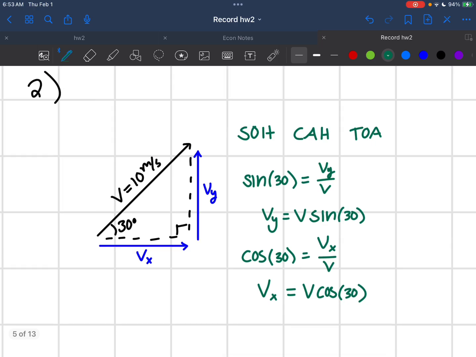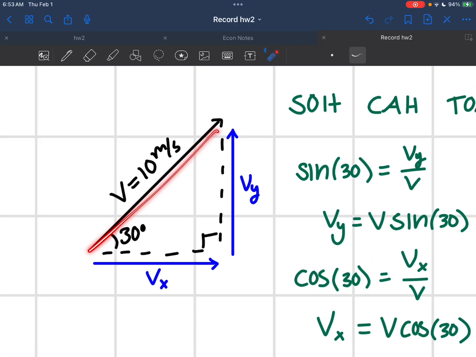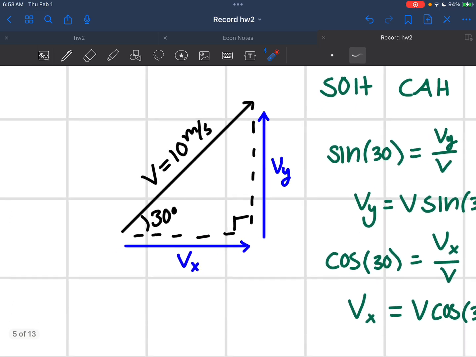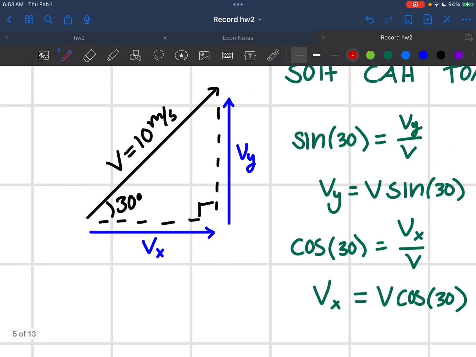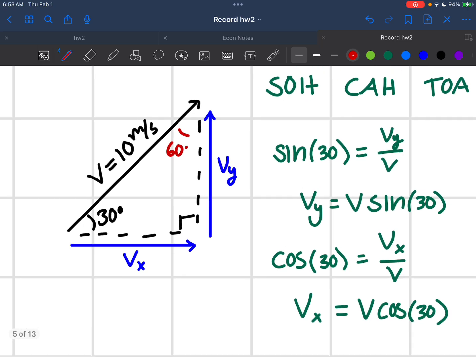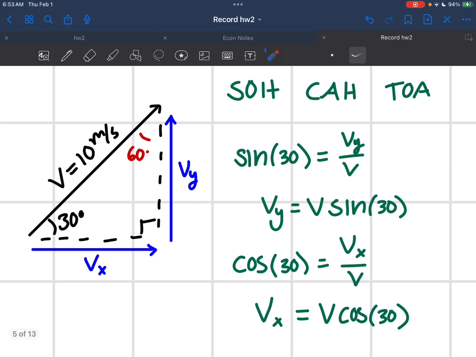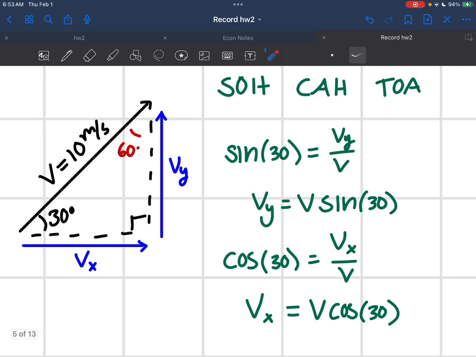Now, alternately, I could have set up my triangle, or rather my trig functions, using this other angle. That's not 30, that's 60 degrees, right? Because I have a 30-60-90, a special right triangle, and I also know that all of the angles in a triangle add up to 180. So if I find this angle and say, oh, this is 60 degrees, and I want to use that one, I can set up everything exactly the same way.